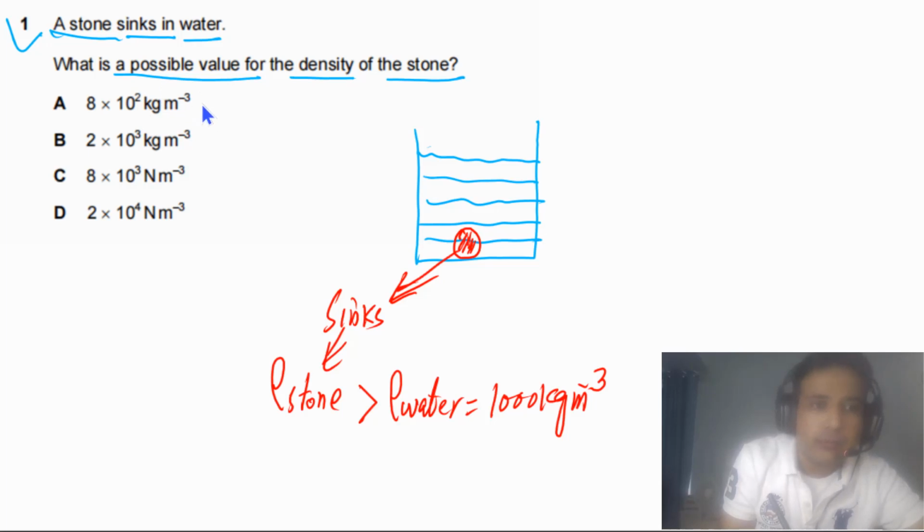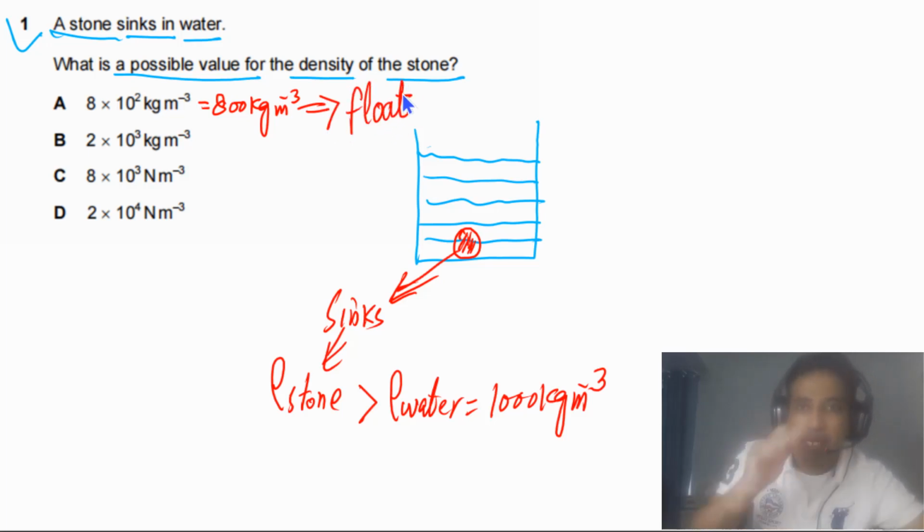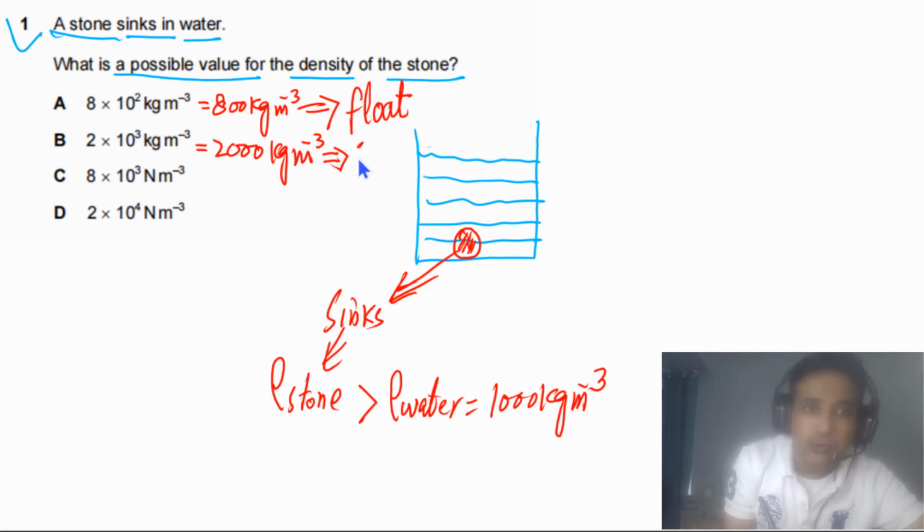Now if you look at the given options, for option A it is given to us 8 times 10 to 2. It simply means that this is 800 kgs per cubic meter. If this is the density, the stone should float at the surface of water. If you look at the second option, this is 2000 kgs per cubic meter, and this density is greater than the density of water, so in this case the stone will sink if this is the density of the stone. So this can be our possible answer.